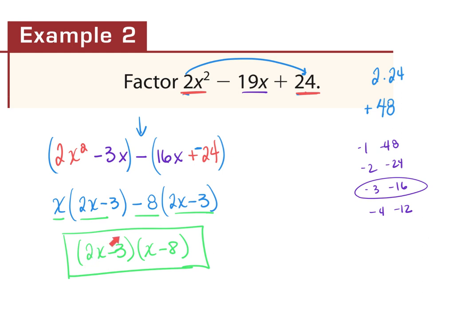So you can say 2x and x is 2x squared. 2x and negative 8 is negative 16x. Negative 3 and x is negative 3x. Negative 3 and negative 8 is positive 24. When I combine those, 2x squared minus 19x plus 24. And that is correct.